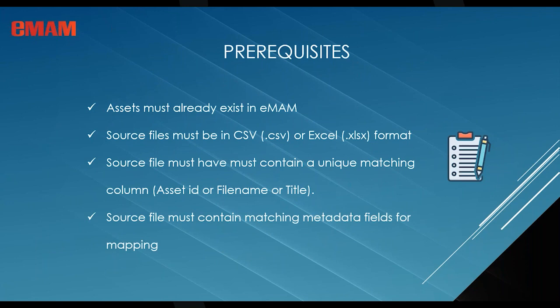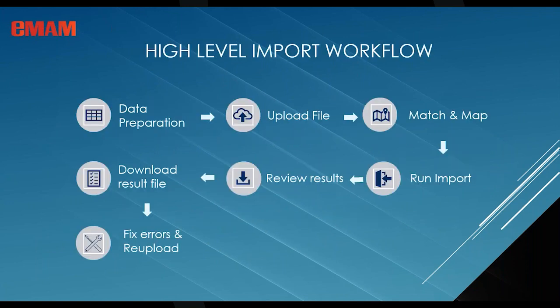Here's a high-level overview of the workflow. You start with the data preparation, and that's just the basics. You need to make sure you have the matching column and the metadata fields that need to be mapped. You upload the source file, match and map the fields in EMAM, run the import, and review the results. You also have the option to download the result file, fix the errors as needed, and re-upload the failed rows after you have fixed them. So this is how simple it is. You can easily update the bulk metadata of all the assets in EMAM. This structured process ensures better accuracy and control.